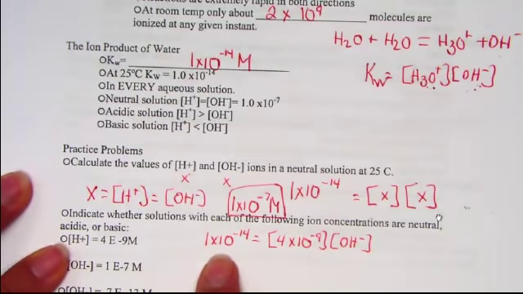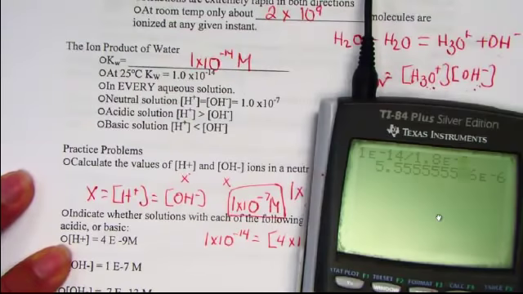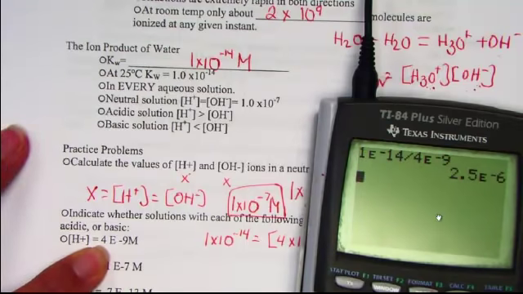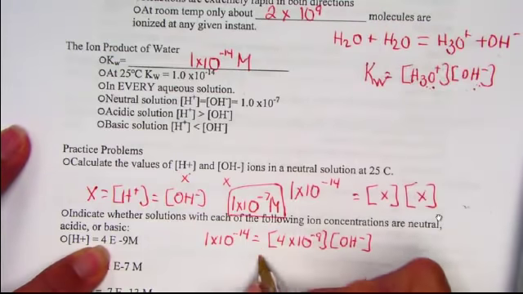Kw is a constant, the ion product constant for water. Given one ion, we can do a divide-by problem and pull out the next. So on our calculator, we'd hit 1e negative 14 divided by the provided hydrogen ion, 4e negative 9. And I find a value of 2.5 times 10 to the negative 6.